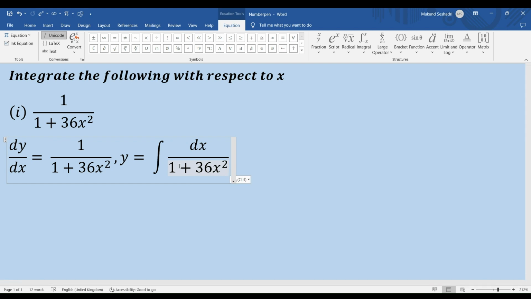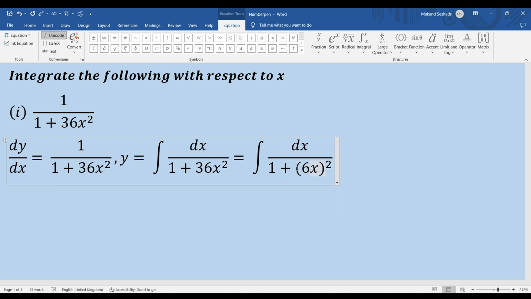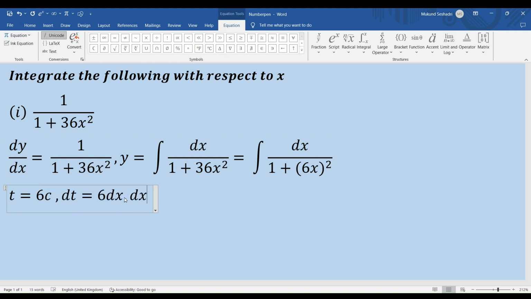And when we have dx by 1 plus 36x square, all that I will have to do is rewrite this as dx by 1 plus 6x the whole square, right? Now, what is that substitution that I can make to reduce y to a simpler expression? T equals 6x, right? Which means my dt equals 6 times dx, dx equals dt by 6, right?